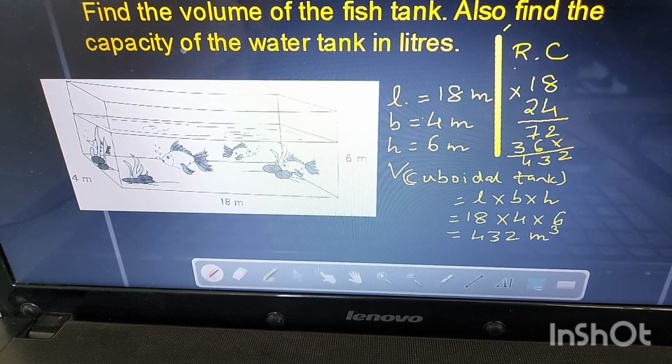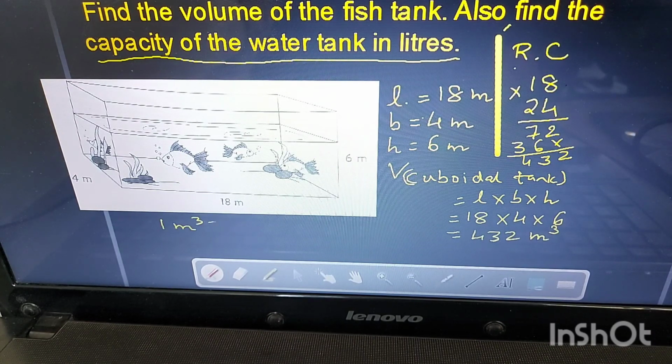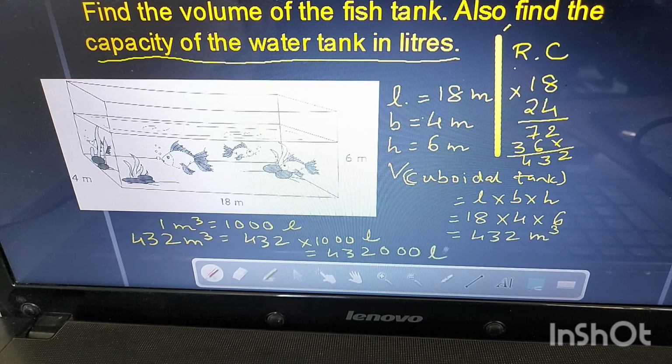Right? Now you are asked to find the capacity of the water tank in liters. Now 1 meter cube is equal to 1000 liters. Now how many meter cube you have? That is 432 meter cube is how much? So this will be multiplied by 1000. So 432 multiplied by 1000 liters. So your answer is 432,000 liters. Right?